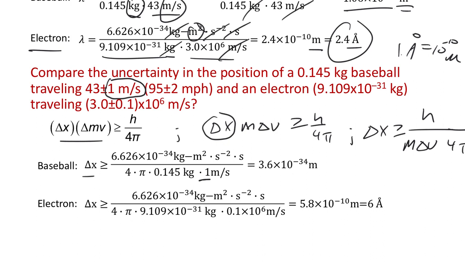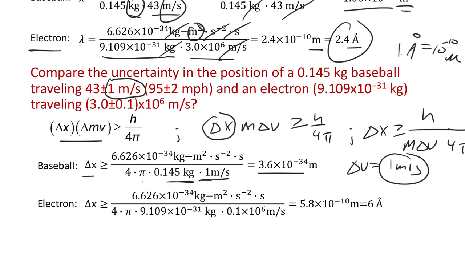So when we plug in our h divided by 4 pi times m times delta v, it's the uncertainty in the velocity. For the baseball, it's just whatever comes after the plus minus, so it's 1 meter per second for the baseball.